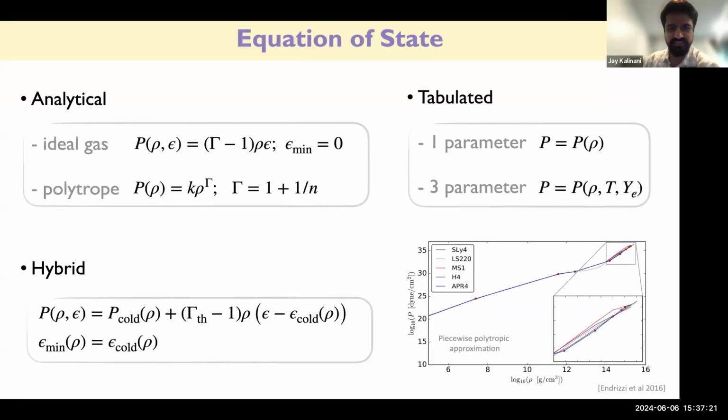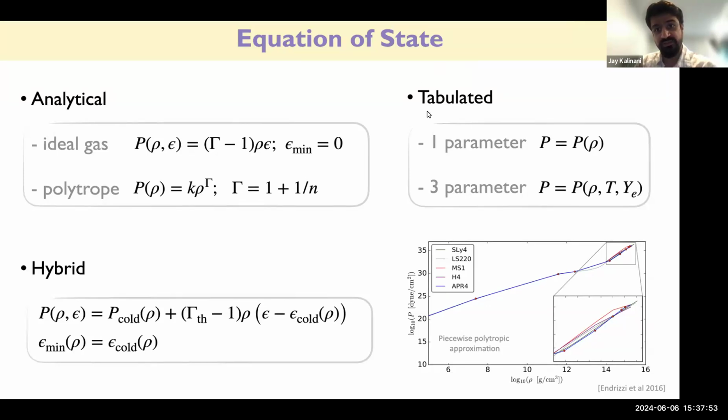Also, to close the system of equations, you need to provide an equation of state. Typically, the simplest forms assume an analytical expression, for example the ideal gas equation of state or a polytropic equation of state. One can also choose to combine these two, which we call a hybrid equation of state, where you have the cold polytropic part as well as a thermal component.